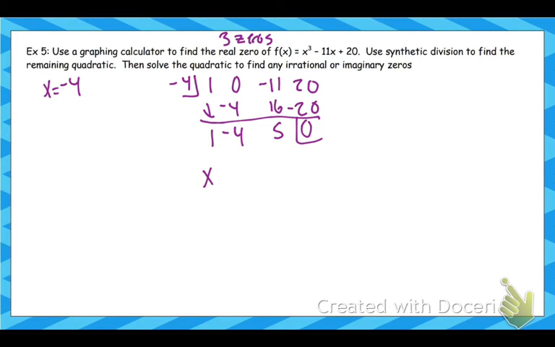So from here, this is going to be x squared minus 4x plus 5. Now, if we could factor this, we would, but we know it's not going to work out because we don't have any other rational zeros. So we're going to go ahead and use quadratic formula here.